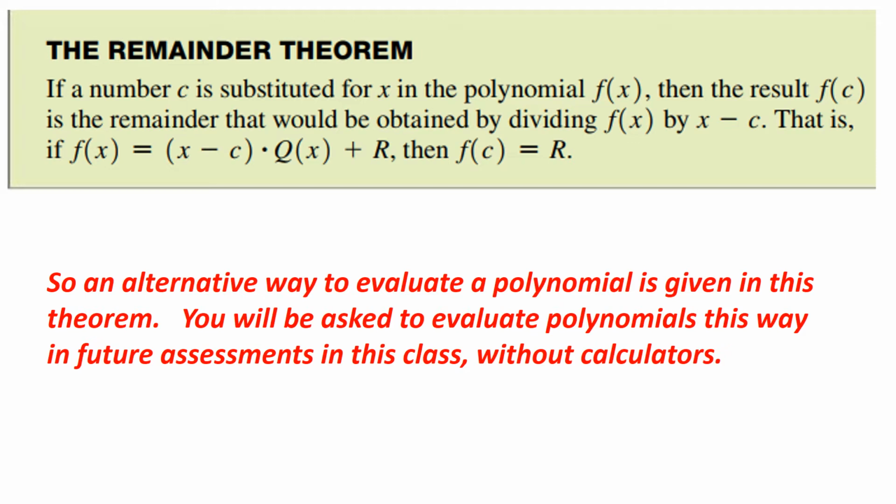Here's why that is true. If we divide f of x by x minus c and get a quotient of q of x, then f of x must equal x minus c times q of x plus r. So if I plug in c for x, I get f of c here, but c minus c is going to be 0, so the only thing I get on the other side is r. That really is the proof of this remainder theorem.